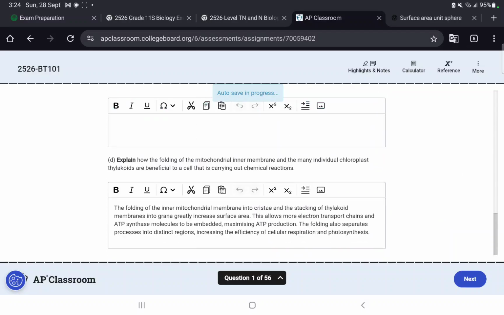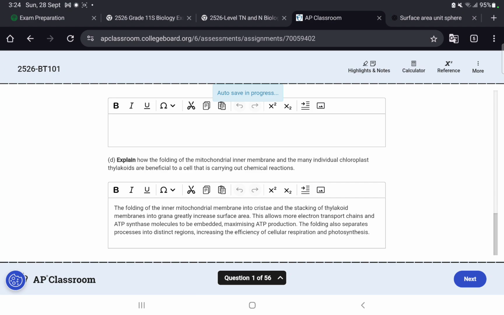I said that the folding of the inner mitochondrial membranes into cristae, and the stacking of thylakoid membranes into grana, so when the thylakoid membranes stack like pancakes, it gives you grana, greatly increase the surface area. That's the main point. This allows more electron transport chains and ATP synthase molecules to be embedded, maximizing ATP production.